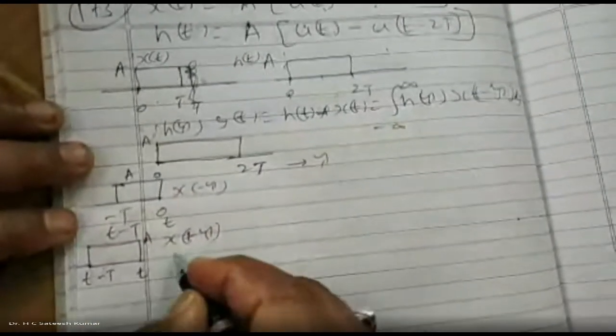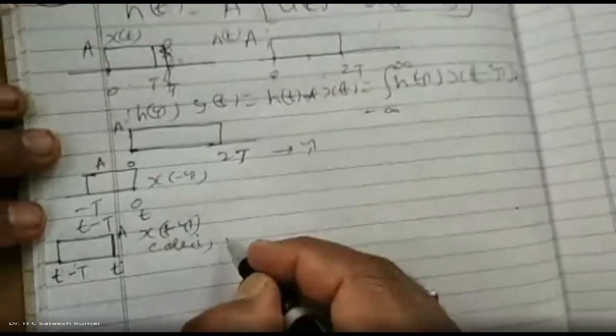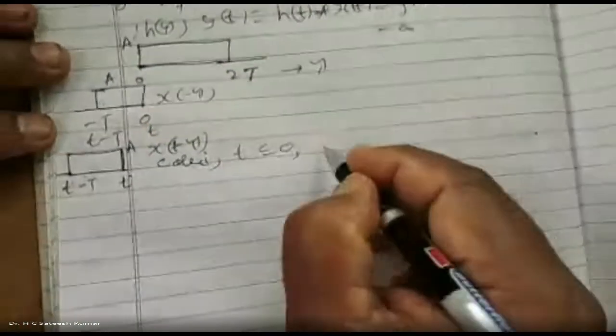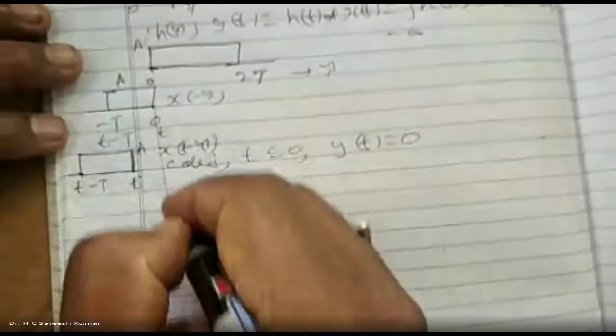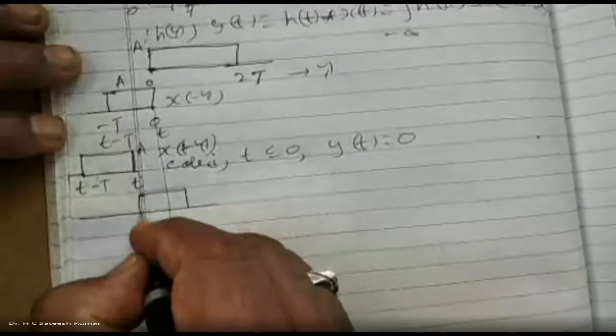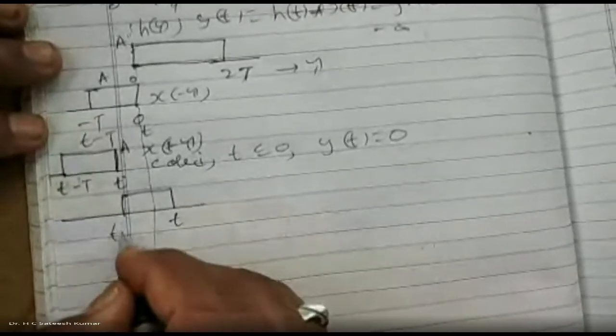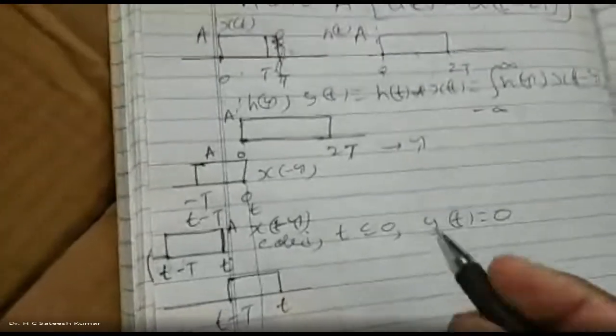Case number 1, what will you get? As long as this edge is before 0, that is t less than or equal to 0, y of t is equal to 0. No overlapping. Next, the area goes on increasing. This is t, this is t minus T. The width of this second signal is T. The width of the first signal is 2T. Case 2.